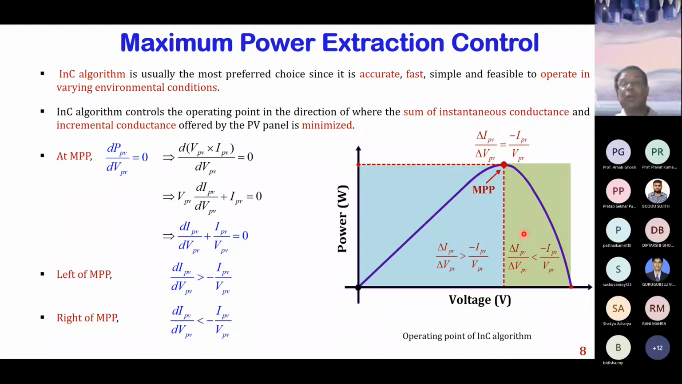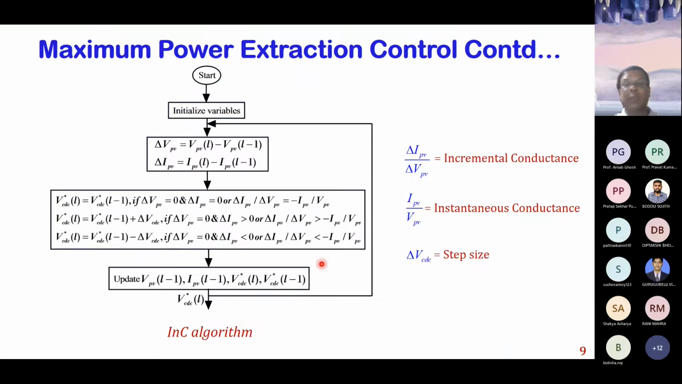And the second control objective is the maximum power extraction from the panels. So we design an incremental conductance algorithm, which is very popular. What it does is compute at the maximum power point, the MPP, dPV by dVPV. Then, to the left of MPP and right of MPP, these relationships should hold good. Therefore, we employ this kind of algorithm to implement the maximum power tracking. So we initialize these variables, the voltage and the current of the panels, and then compute the change in voltage and change in current.